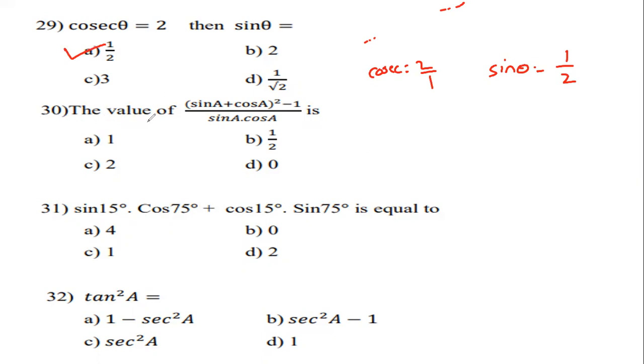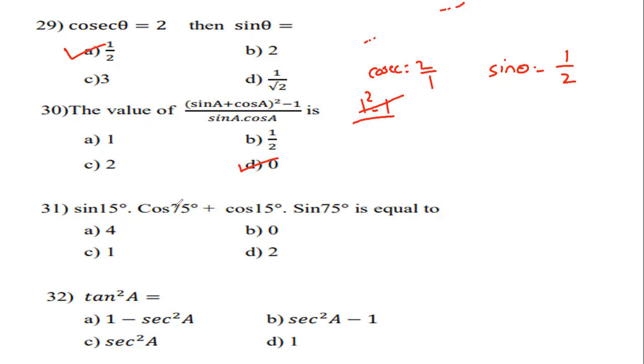30th question, the value of (sin A plus cos A) whole square minus 1 divided by sin A into cos A is dash. Observe here, sin A plus cos A, using trigonometric identities, 1 square minus 1 divided by the denominator as usual, 1 minus 1 is 0. So which option is right? Option D is correct.